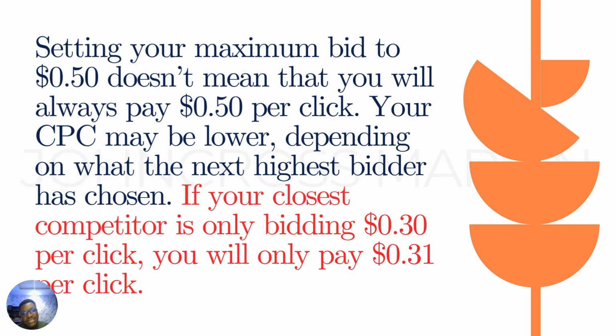Setting your maximum bid to 0.5 cents doesn't mean that you will always pay 0.5 cents per click. That is one of the most important things you need to have at the back of your mind. Your CPC may be lower depending on what the next highest bidder has chosen. So if your closest competitor is only bidding 0.3 cents per click, you will pay 0.31. Mind you, you bid 0.50 cents, but if your closest competitor is bidding very low, Amazon will automatically lower your bid to 0.3 instead of you spending 0.5 cents. The algorithm is that favorable. I love Amazon's algorithm when it comes to advertisement. It's very, very interesting if you get to understand how it works.